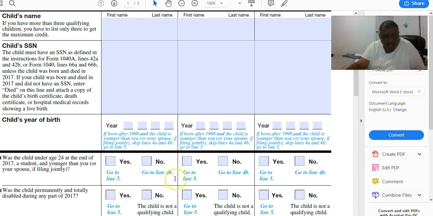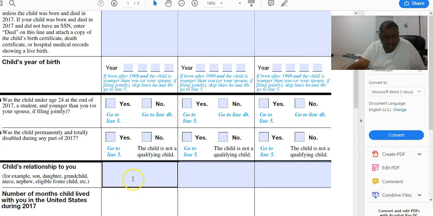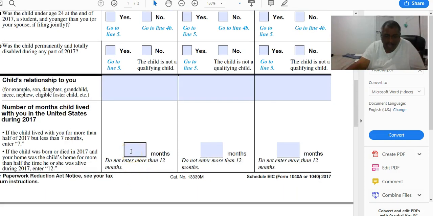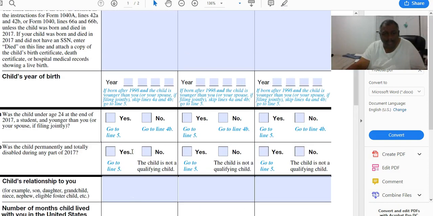If no, say no. And down here, the relationship with the son, daughter, niece, nephew, cousin, whatever the case may be. And right here, generally, how many months they lived with you. So if it was 8 months, put 8. If it was 10, put 10. If it was a whole year, put 12. And that's how you basically fill out this form.